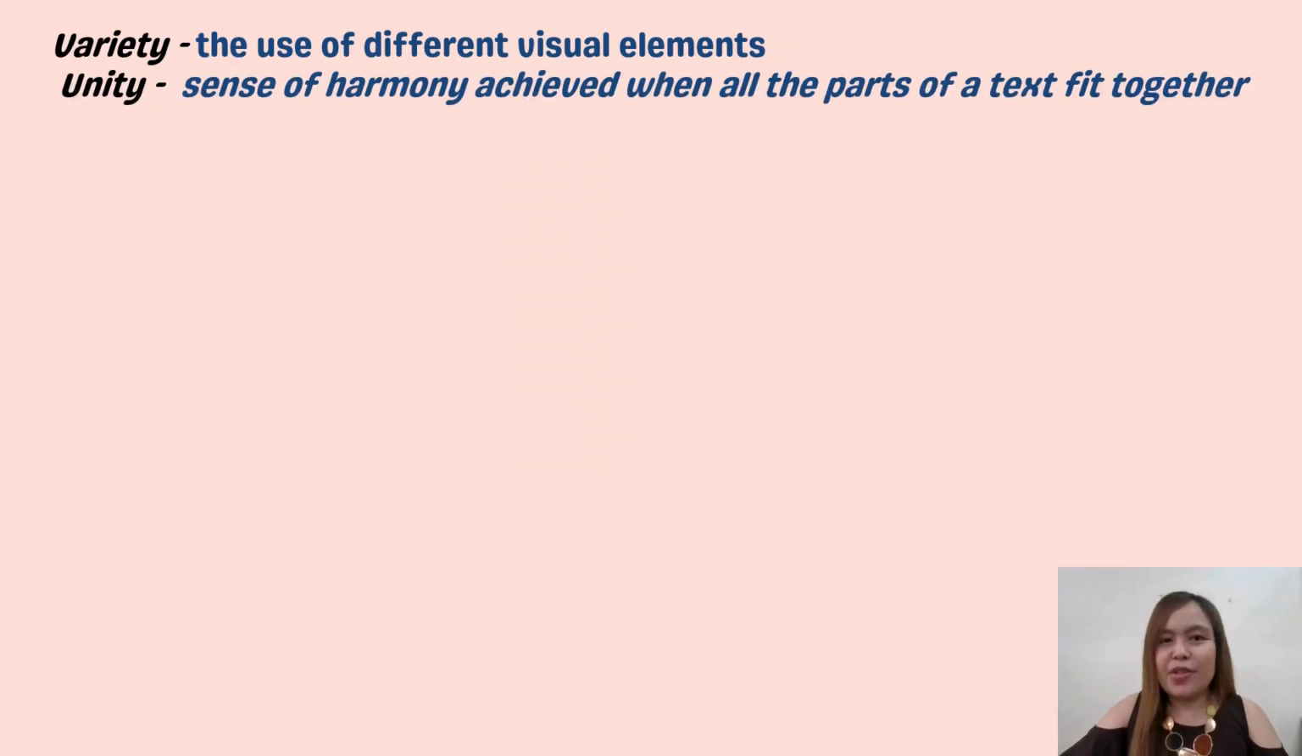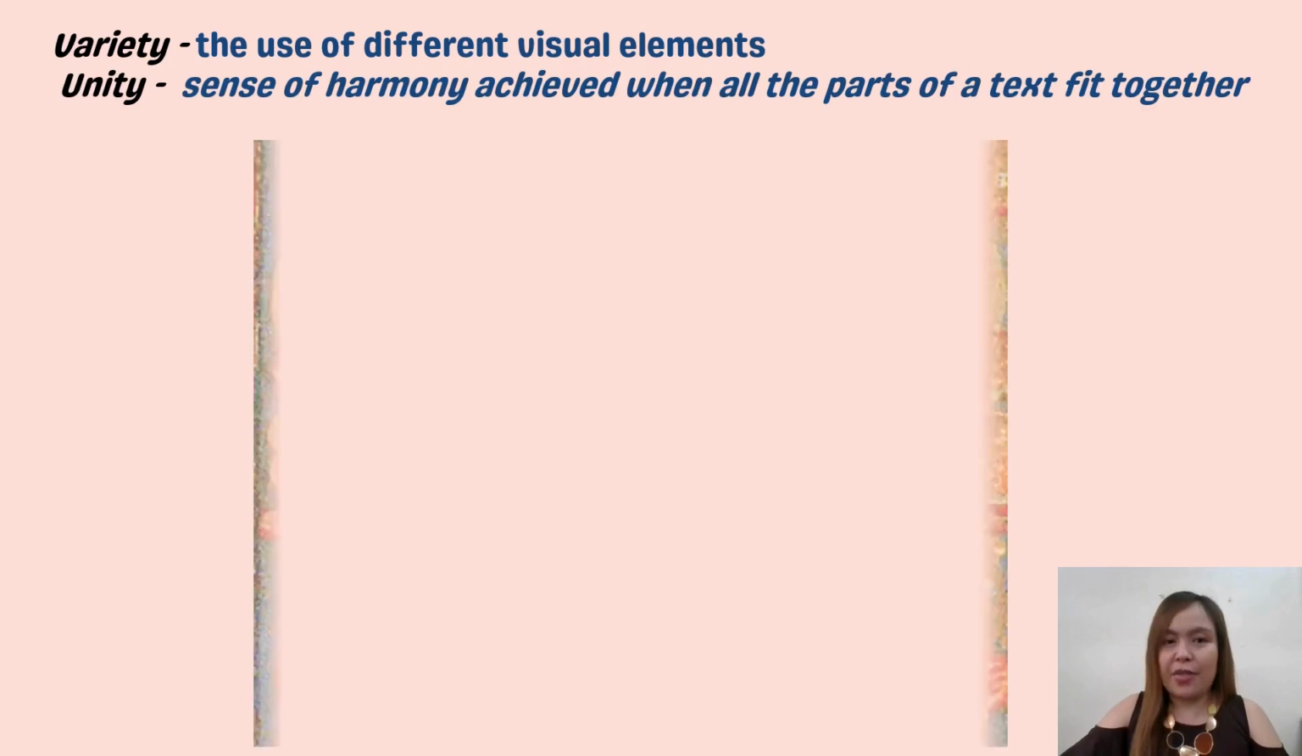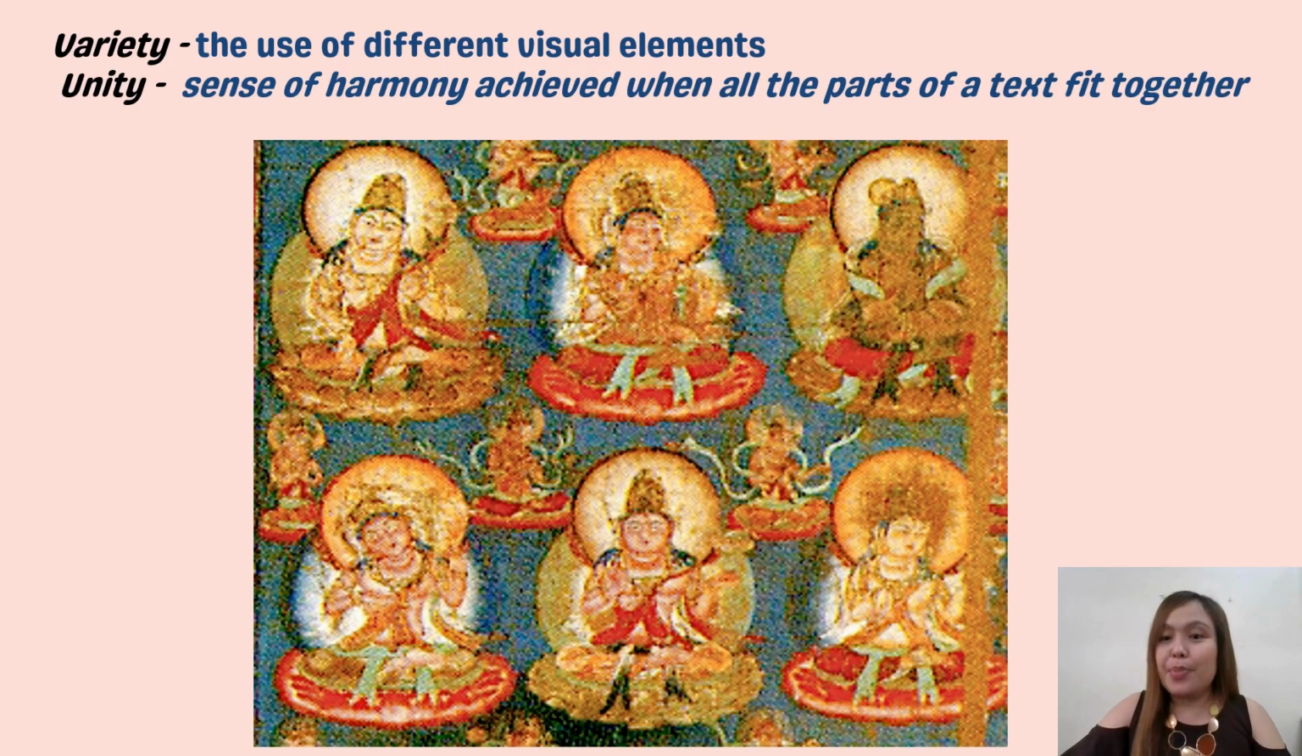Variety refers to the use of different visual elements, which gives it assortment. Unity, on the other hand, refers to the sense of harmony achieved when all parts of a text fit together. Now, in this example, we see both variety and unity. Because not all the time are pictures that have varied elements chaotic. Because in this example, you can see this is actually an enlarged picture of the mandala.